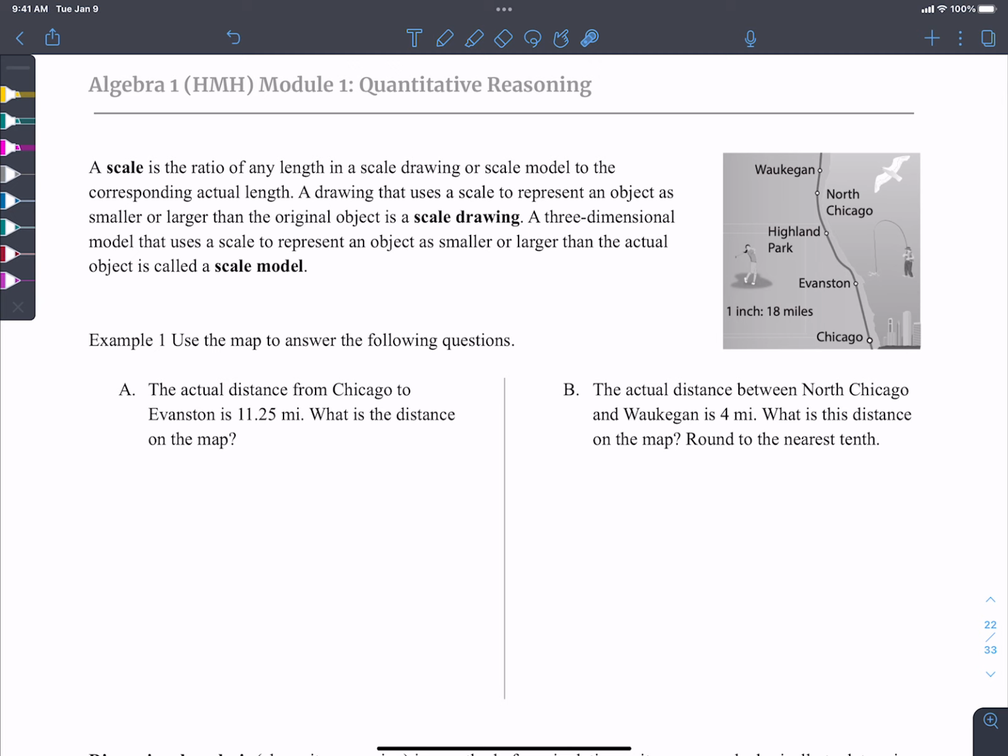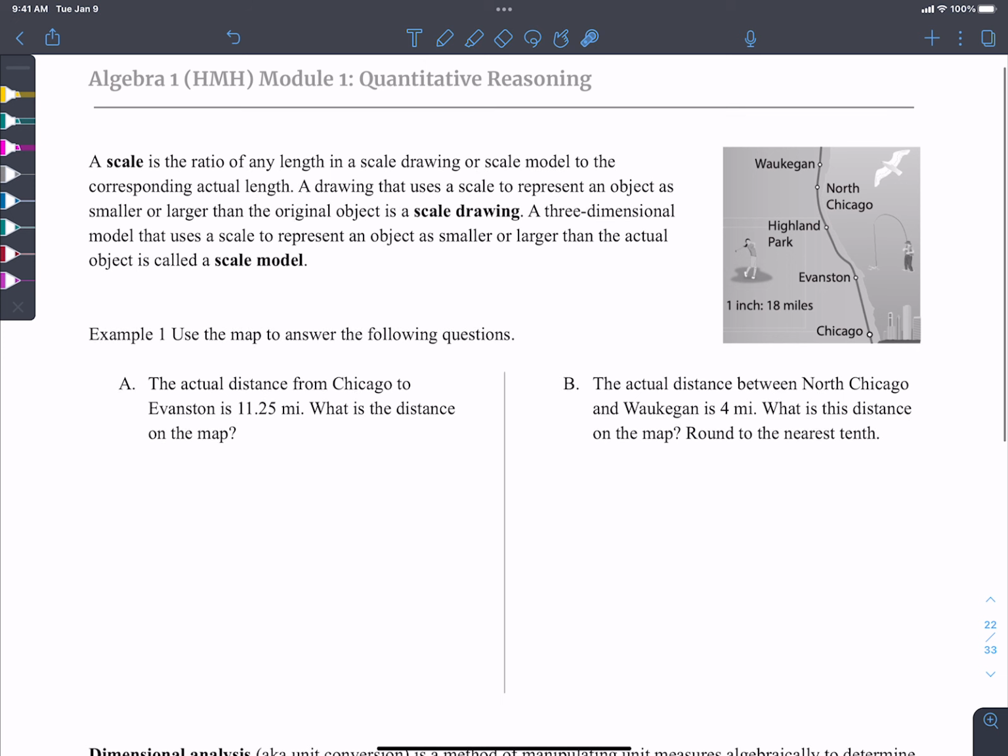So let's say if you have an atom, which is really not visible by human eyes, you want to make it bigger so that it is visible. So it could be handled by hand, so we get a better understanding. And it'll be a good learning tool, right? All right. Now, there's also a three-dimensional model that uses a scale to represent objects either smaller or larger than the actual object, called a scale model. So if it's a 3D object, it's a scale model. If it's a 2D drawing, it is a scale drawing.